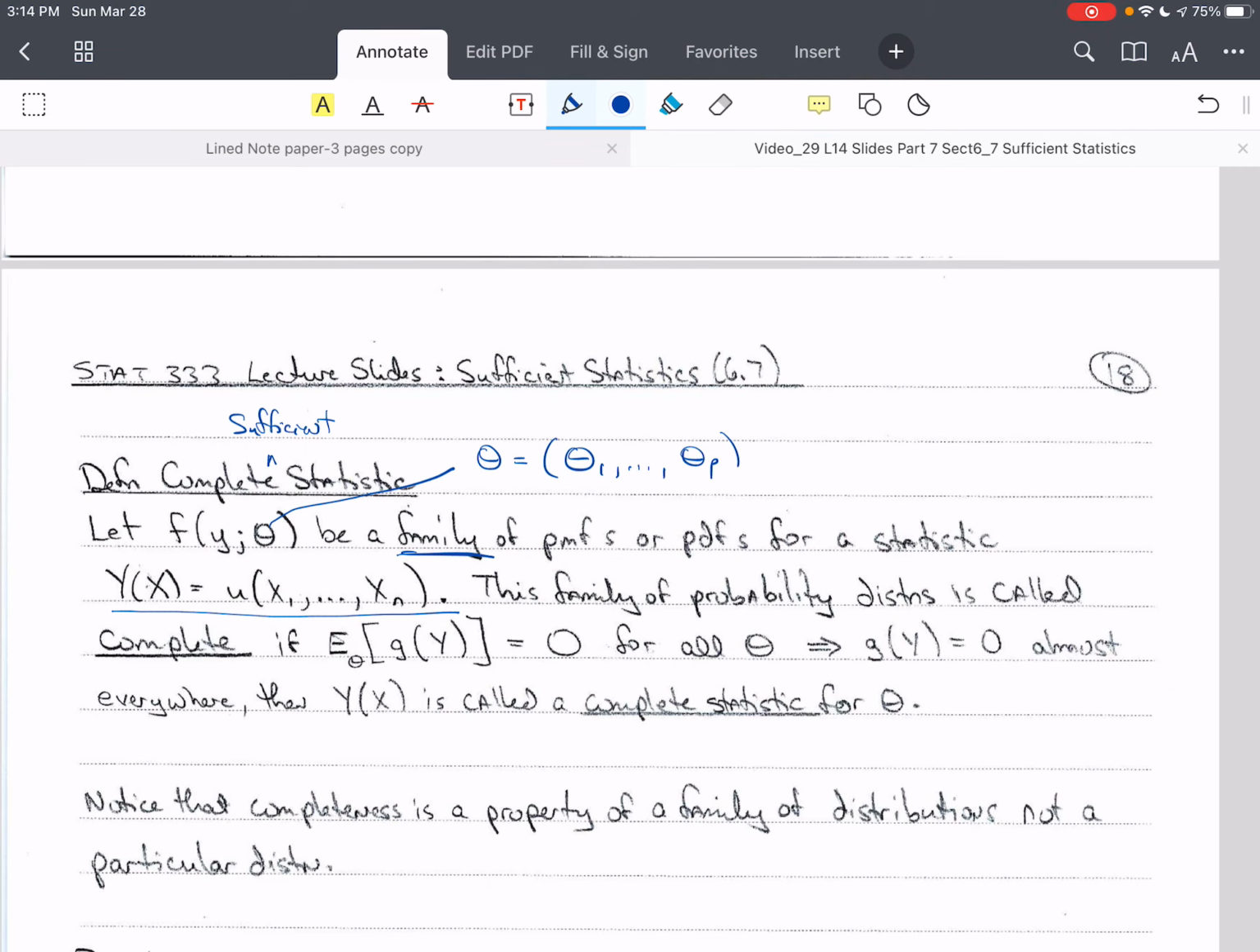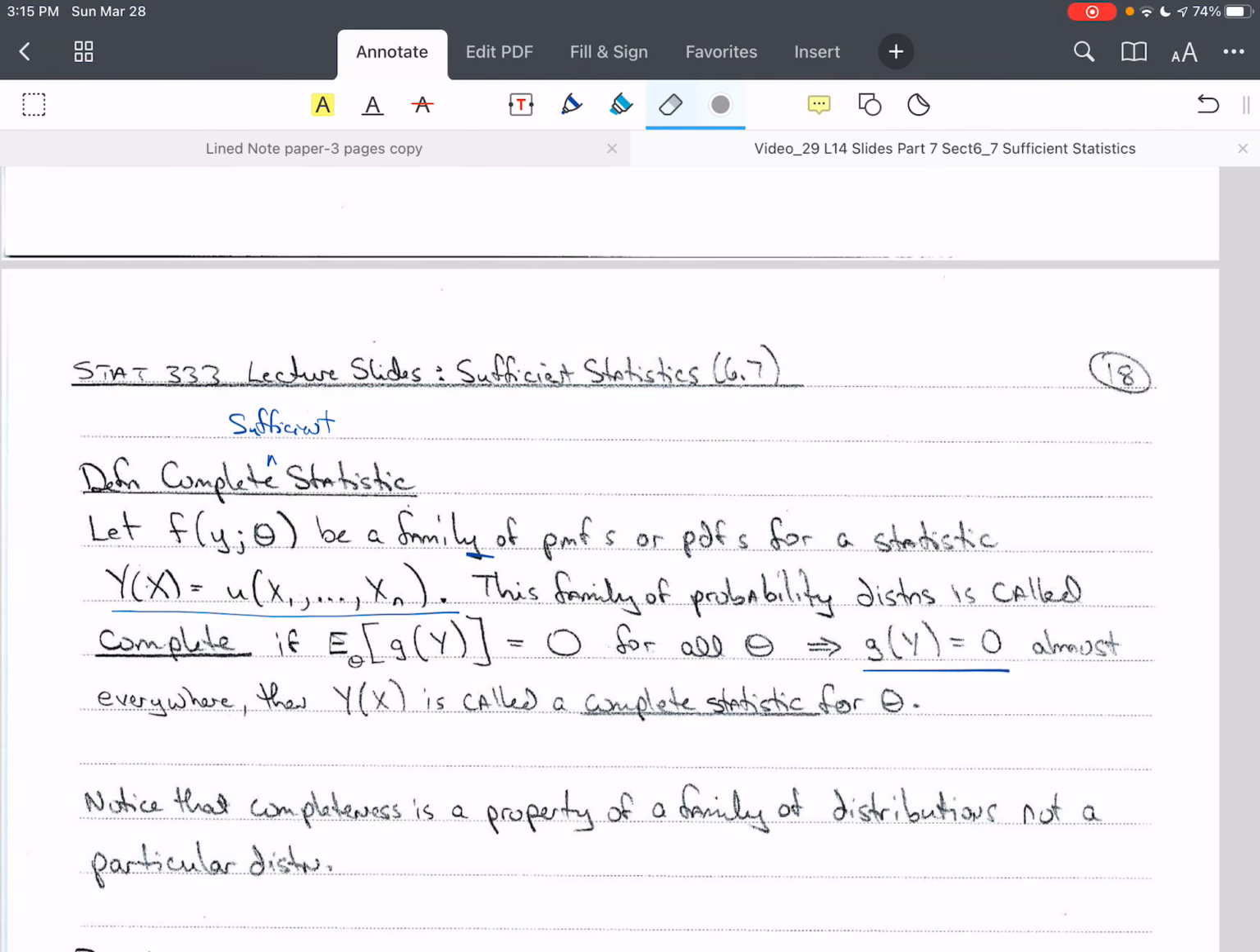This family of probability distributions is called complete if the expected value with respect to theta of g of y equals 0 for all theta implies that g of y is 0 almost everywhere, so almost always. Then y of x is called a complete statistic for theta. This is real simple, isn't it? No, it's not. I was being sarcastic.